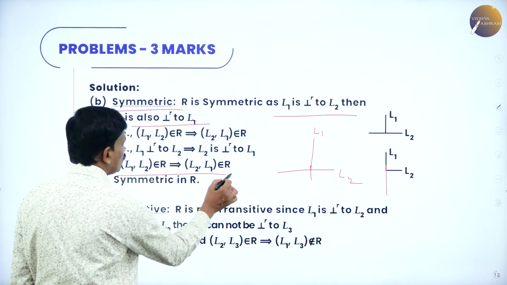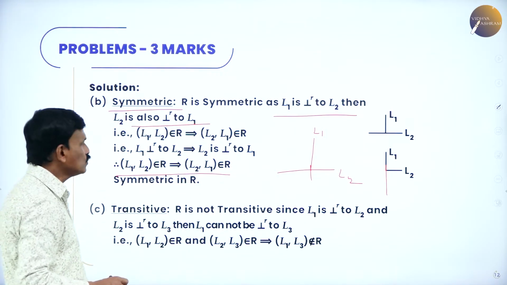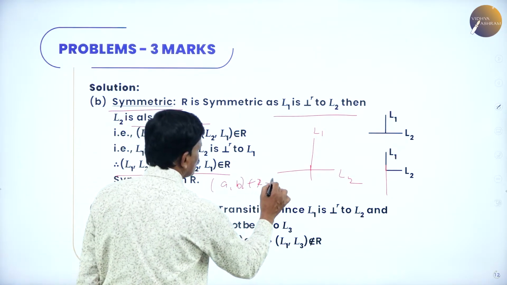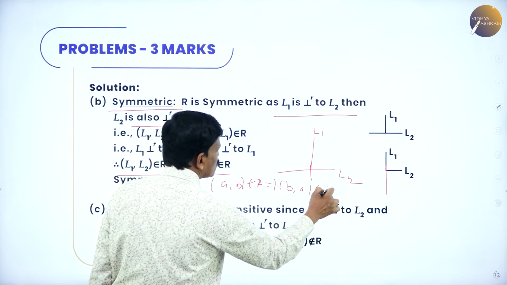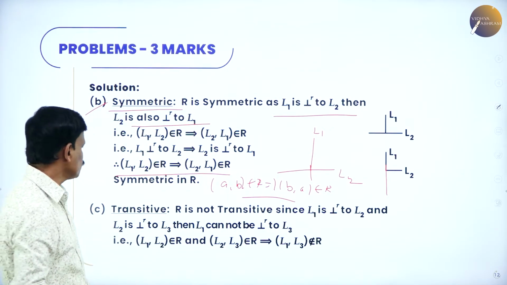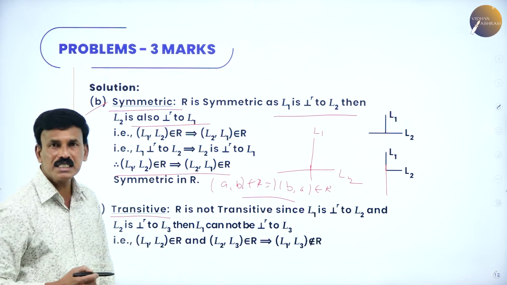That is, (L1, L2) belongs to R implies (L2, L1) also belongs to R. That is, if (A, B) belongs to R implies (B, A) also belongs to R. Therefore, R is a symmetric relation. Further, check whether it is transitive or not.